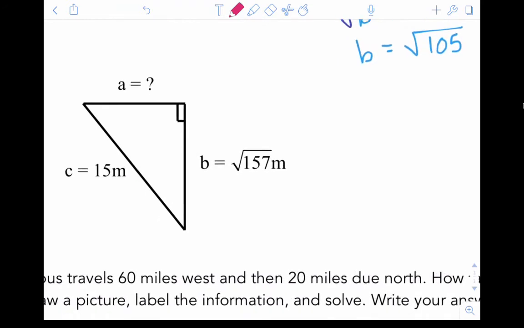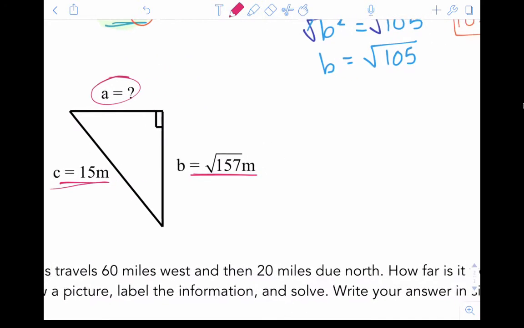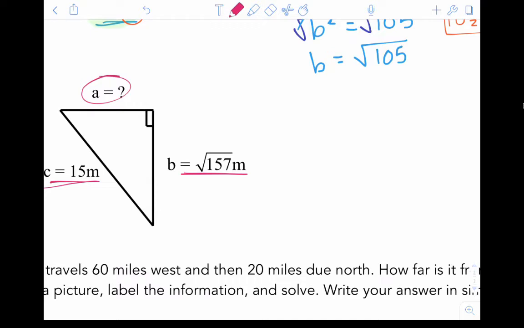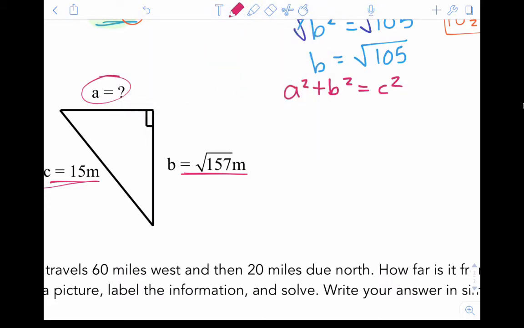All right, so this triangle, I don't know my A, I know my B, and then I know my C. So I need to first write out my Pythagorean theorem. I have a squared plus b squared equals c squared. I need to now substitute in my numbers. I don't know a, so I'm leaving this as a squared. My b is 100 square root of 157.